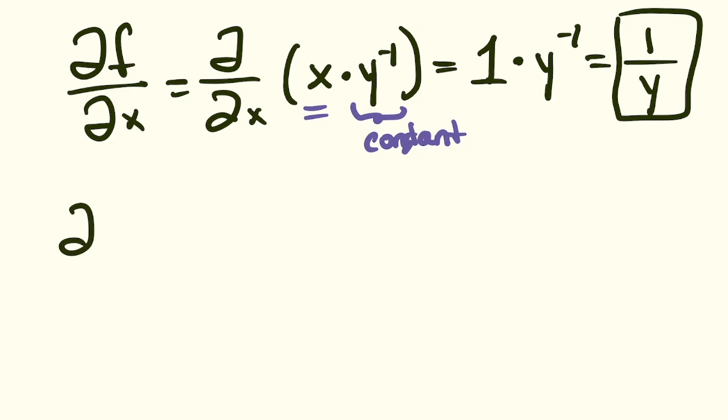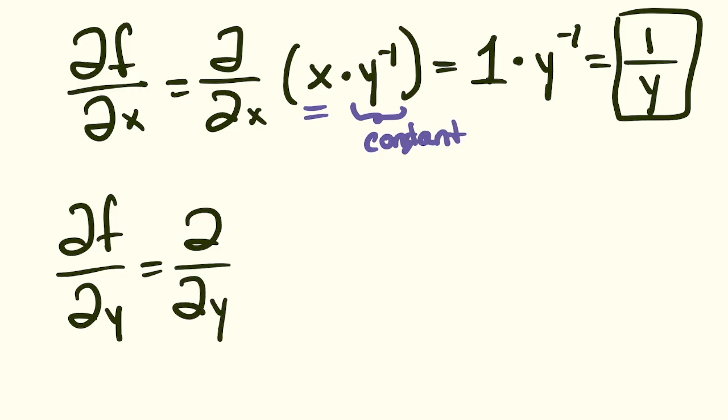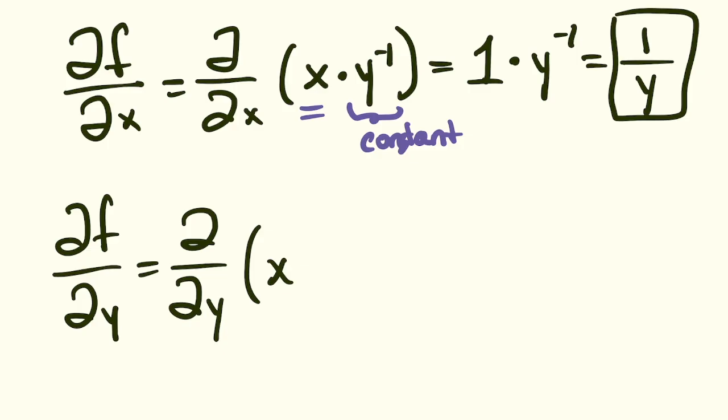The second partial derivative is with respect to y. And again, we'll just rewrite it. It's really nice if you can put your equation in there so that you know exactly what you are taking your derivative of. And in this case, we're taking the derivative with respect to y, so x is going to be our constant.